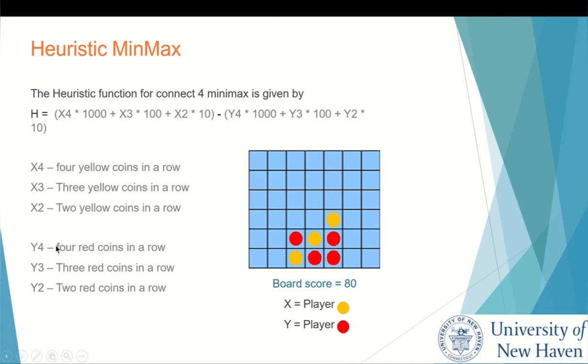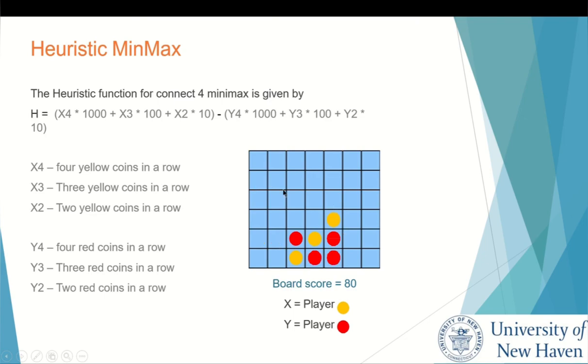Based on the heuristic values, if it is player 1's turn, it will choose the maximum. If it is player 2's turn, it will choose the minimum value. Out of all the heuristic values that are calculated, when you calculate the board score, x4 and y4 are both zeros. We don't have 4 dots that are connected.